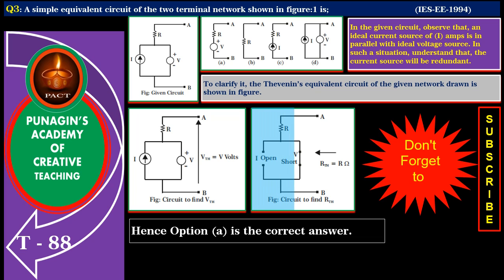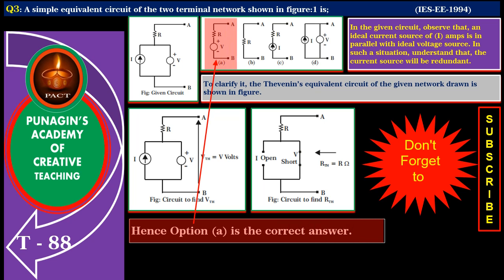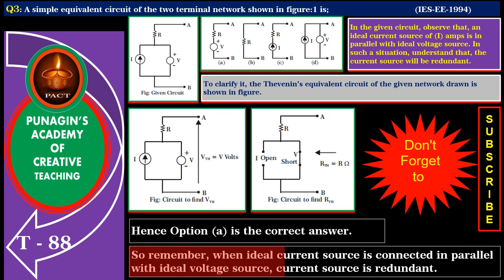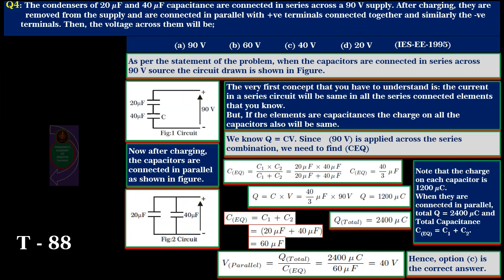To find Thevenin's resistance, the circuit drawn is shown in figure. We find that R Thevenin is equal to R ohms. So, option A is the correct answer. So, friends, remember, when an ideal current source is connected in parallel with an ideal voltage source, the current source is redundant.